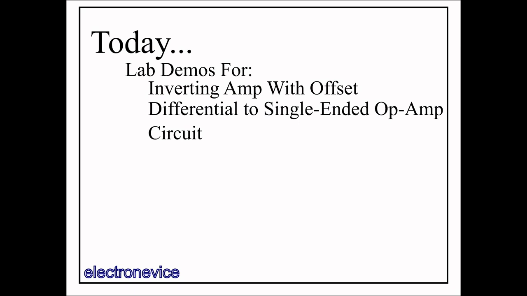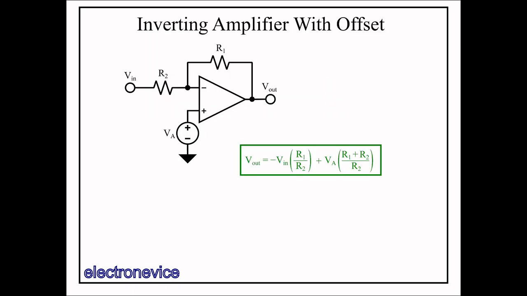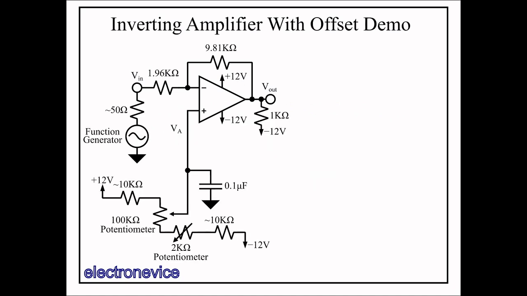First, we'll take a look at the inverting amplifier with offset. Here we have the circuit schematic of the inverting amplifier with offset, along with the transfer function we derived in the previous video. And here's the demo circuit we're using today. The input is provided by a function generator with its intrinsic 50 ohm source resistance. The voltage of the non-inverting input, VA, is provided by a resistive divider between plus 12 and minus 12 volts, consisting of two resistors and two potentiometers. This allows me to adjust the VA voltage fairly widely to see the effect on the output.